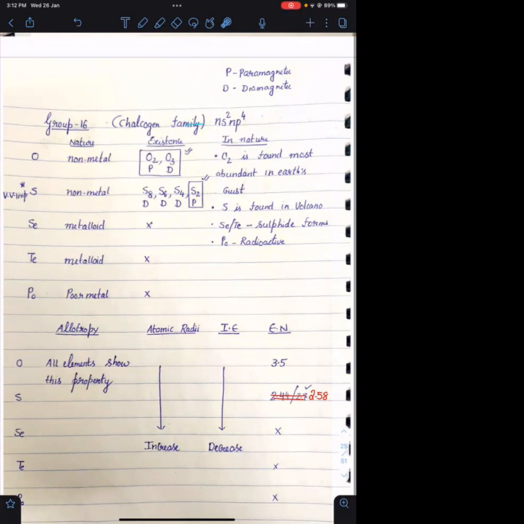Okay. And out of them, NO and N2O are both considered neutral. And you have a color for NO2 and you have a color for N2O3. Okay, and the rest are all colorless. You need to remember their colors. You need to remember their preparation methods. And in preparation methods, there is the action of HNO3 on metals.